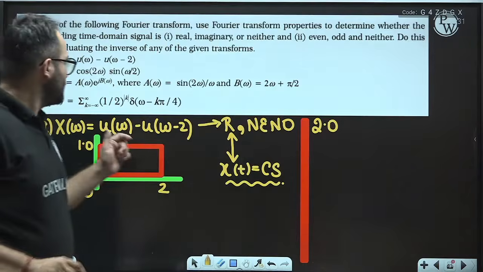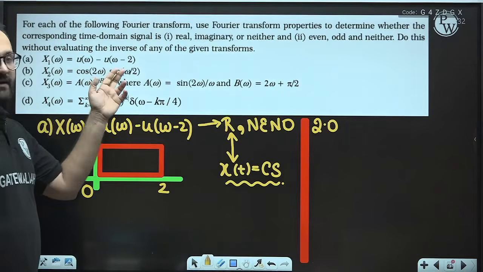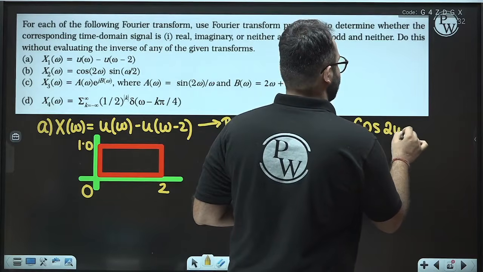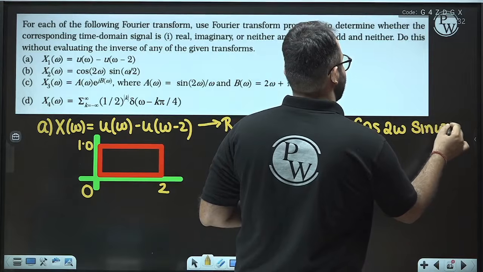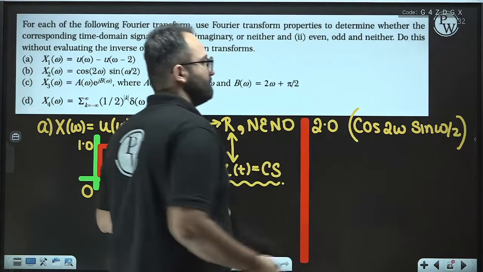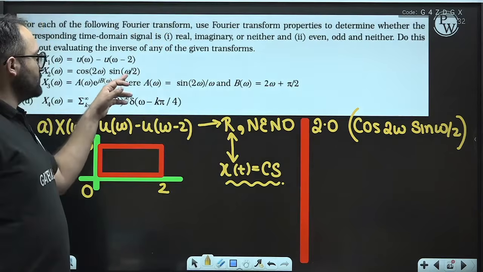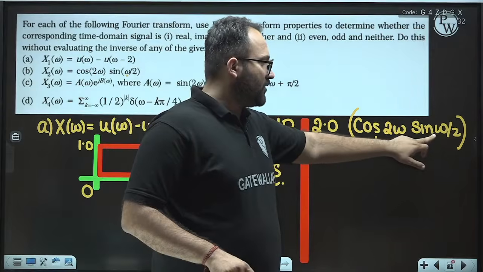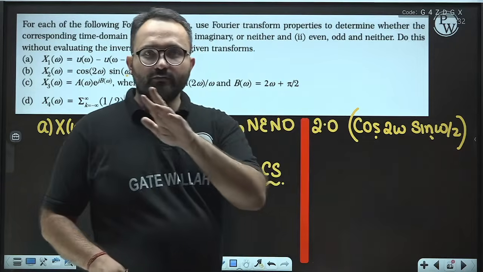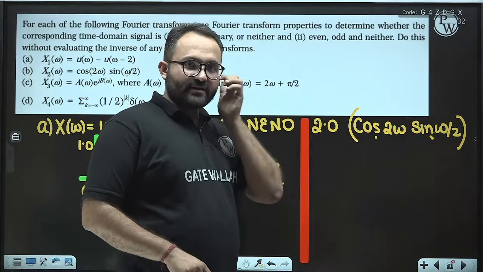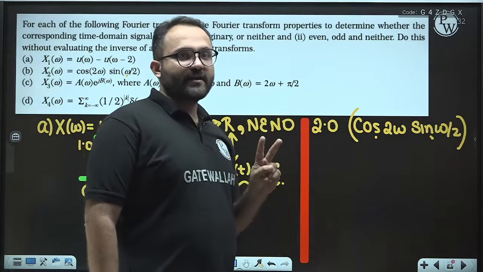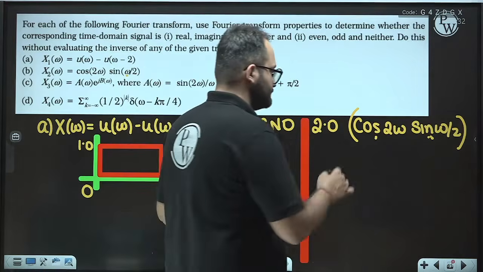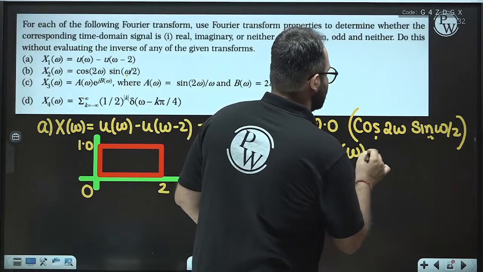The second one is cos of 2 omega sine of omega by 2. Cos of 2 omega sine of omega by 2, this one. So we can see that this is an even term and this is an odd term. Okay, so even into odd is always odd. So we can say that the Fourier transform is odd first. Second, this is also real. So we can say that the Fourier transform is real. So X(omega) is real and odd.